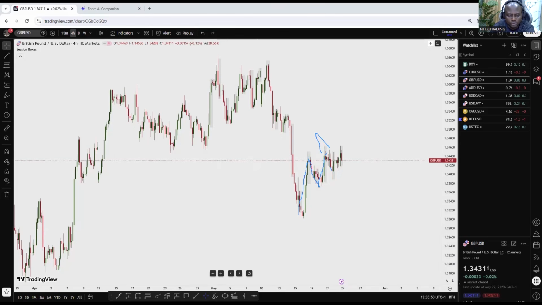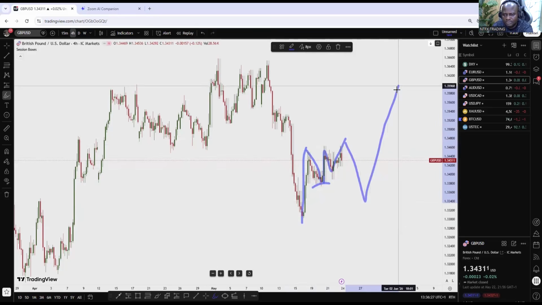Right here, you have impulse, you have a pullback, you have impulse, you have a pullback, you have impulse, you have a pullback. All you need to do now is simple. So you have impulse here. This is wave A. Now you are going to treat this as A, B, and C. Then this wave A must be taken. You have a move to the downside before you buy. Okay, do you get what I'm saying now?